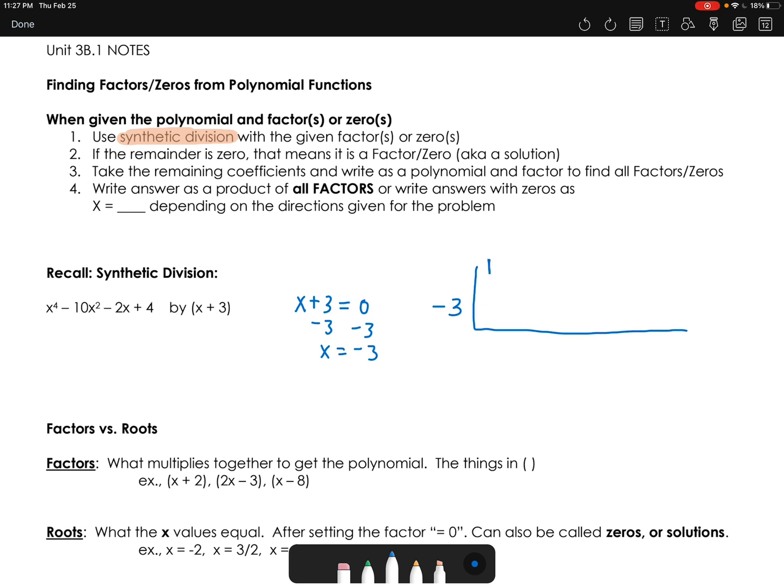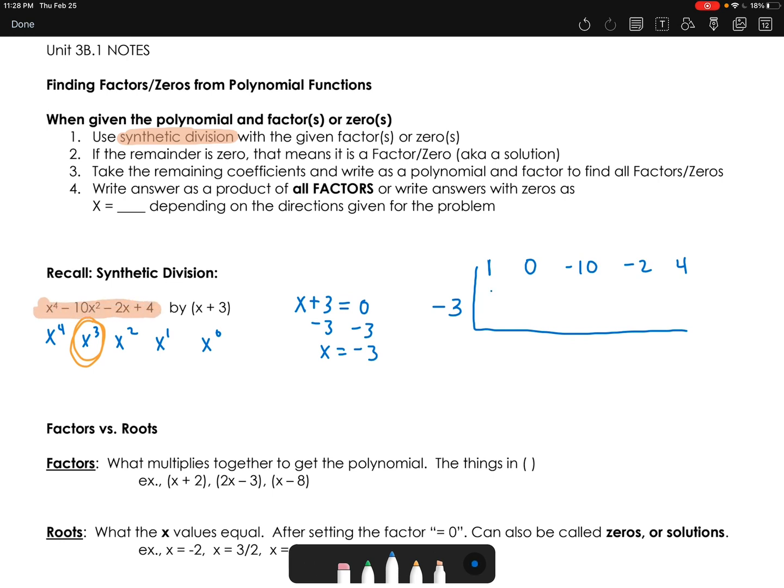Then you used the coefficients of your polynomial for the numbers inside here. So we start off with 1, and remember guys, you have to have a placeholder. So if we have x to the 4th, x to the 3rd, x squared, x, and then our x to the 0th, which is our constant term, we are missing an x to the 3rd term here, so we need to make sure we put a placeholder of 0 there. And then we have -10, -2, and 4. These are our coefficients from this polynomial right here, okay?